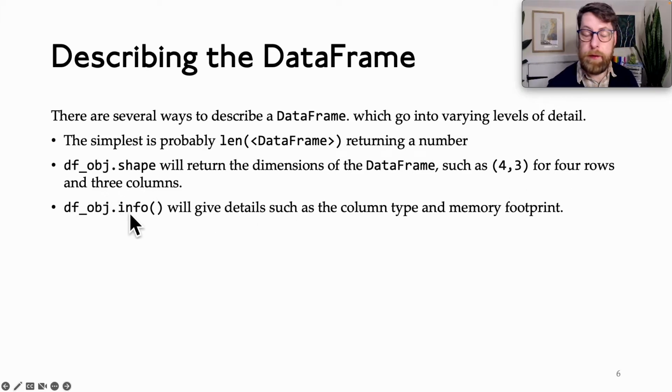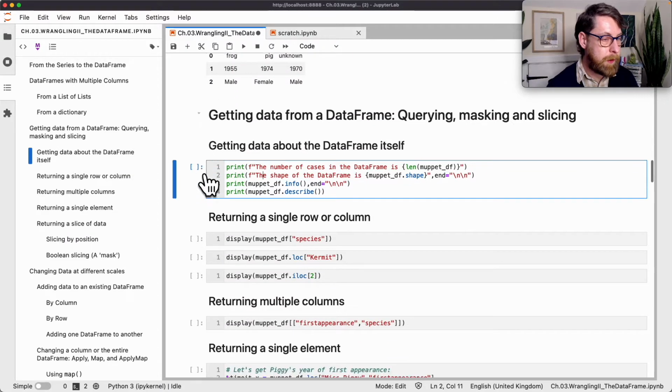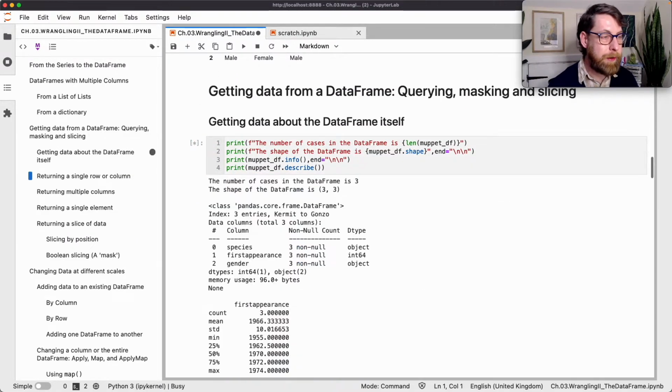You can use info as well. That'll go a little bit further. It'll list the columns and their data types and tell about memory footprints and stuff. And describe will give you some numerical descriptions, things like the mean or the median value. So if your columns don't have numbers in them, then it's not going to describe them. So let's pop back and have a look at that. Okay, so I just did them all in one go right here. The first one, the number of cases, is len of Muppet DF, so it's 3.